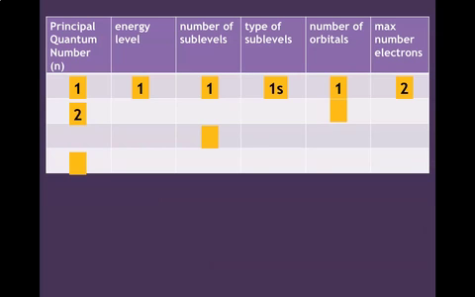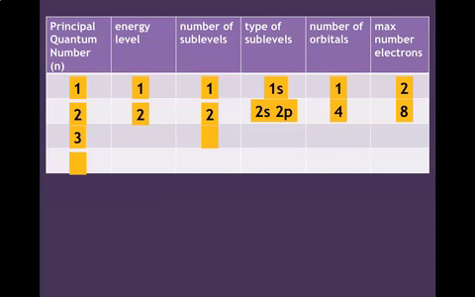Okay, so the principal quantum number of 2 has 2 energy levels and 2 sublevels. So it's going to have a 2s and a 2p sublevel. If you remember, there was 1 room in the s, but there were 3 rooms in the p orbitals. So that makes a total of 1 and 3, gives us 4. So the max number of electrons, we can have 2 in each orbital, so 4 times 2 is 8.